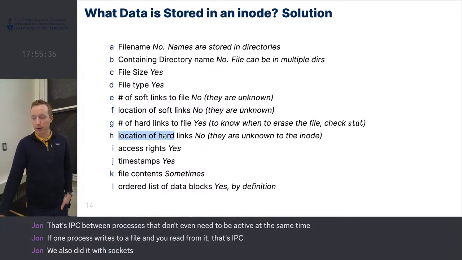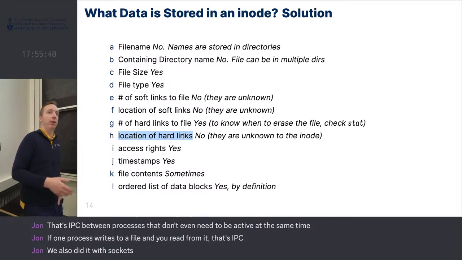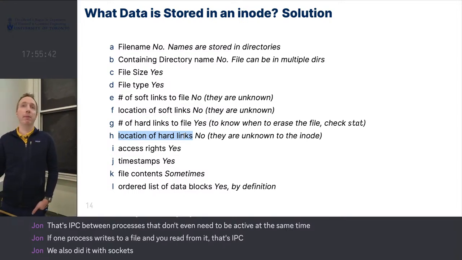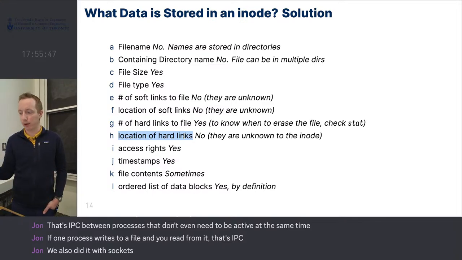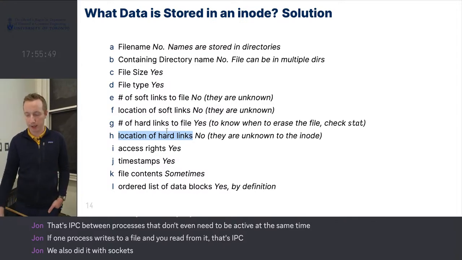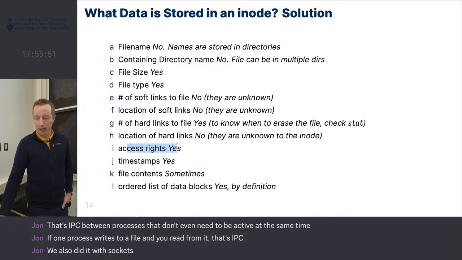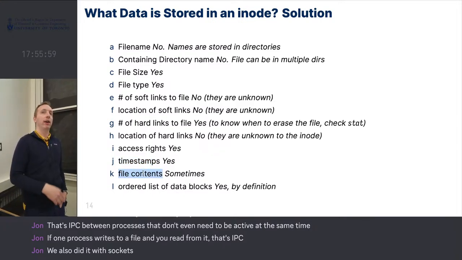And the location of the hard links aren't known to the inode itself. If you need to ask what are all the names that point to this inode, you would have to traverse everything starting from root because you have no idea. The access rights or permissions are stored directly on the inode. Same with the timestamps that we now kind of know how to modify.